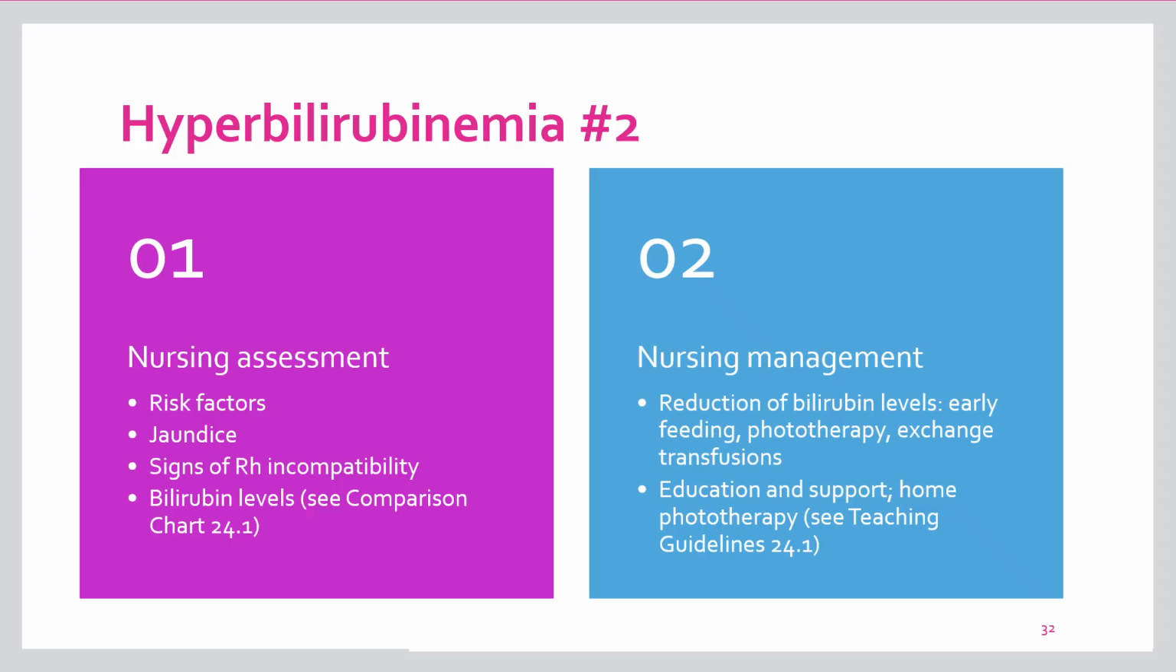For mothers, they need education and support, and home phototherapy, how to do home phototherapy, and they should be told about the normal bilirubin level. Typically during the first 3 to 5 days it's typically high, often peaking around 5 to 6 milligrams per deciliter, and then it comes down a little bit.